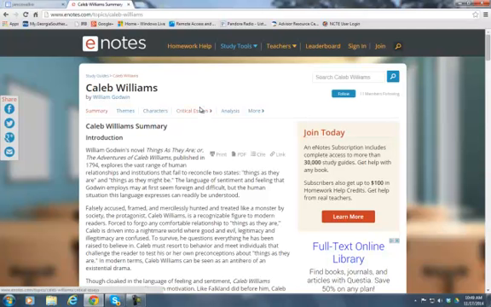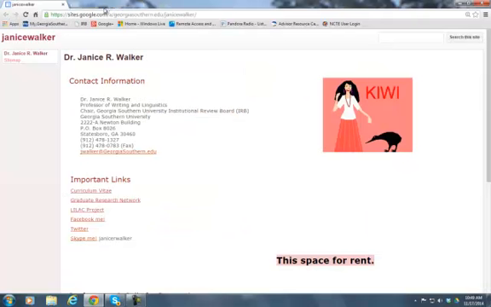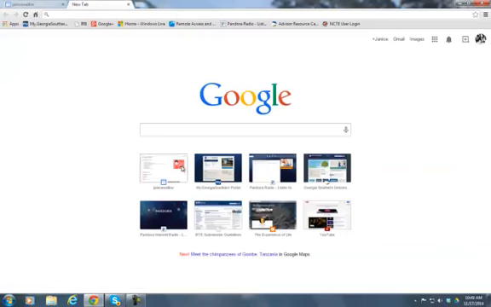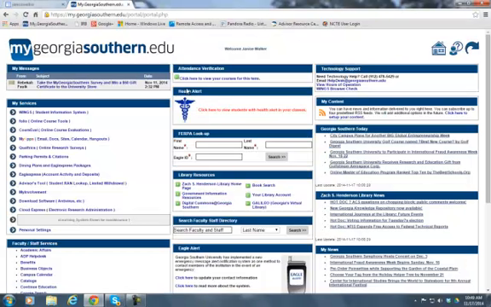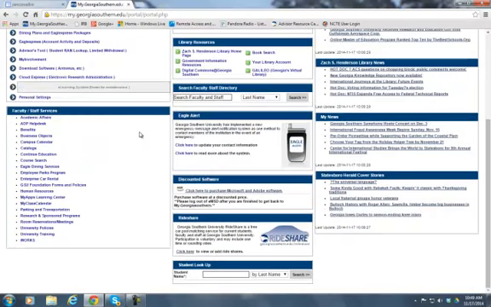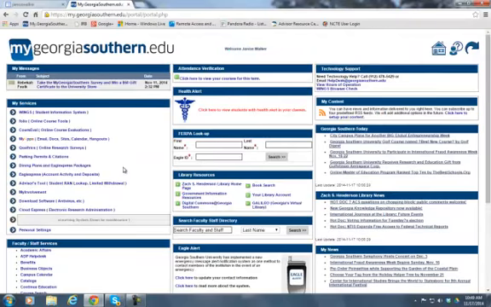And from there, if I want to go to other sources, I'll go back, and I'll usually, how do I do this? I'll go back to My Georgia Southern normally, and go to the library. Sonia, if I can find it on here, I will. It's different than mine. Oh, here it is. And there's the library.